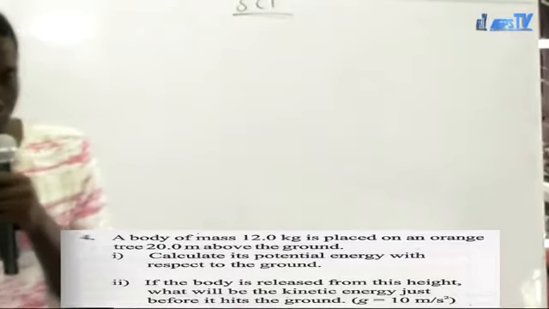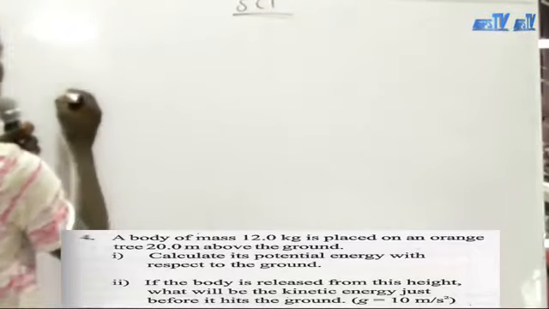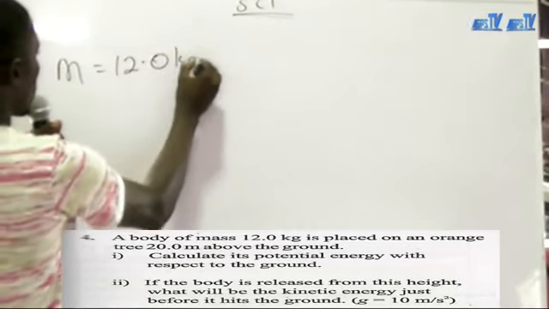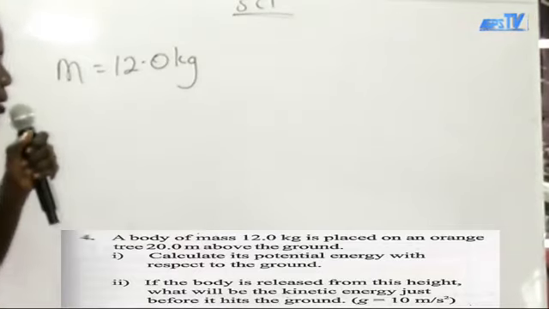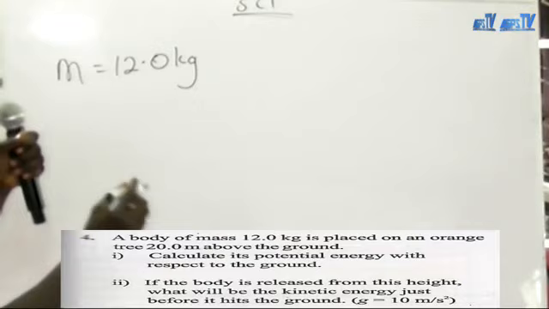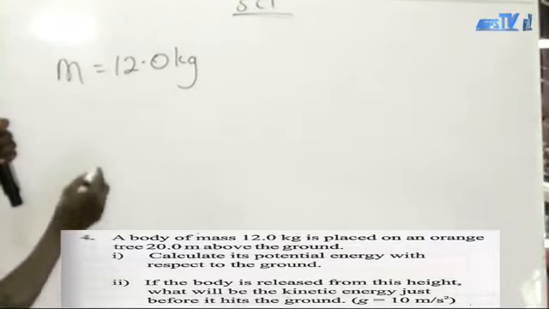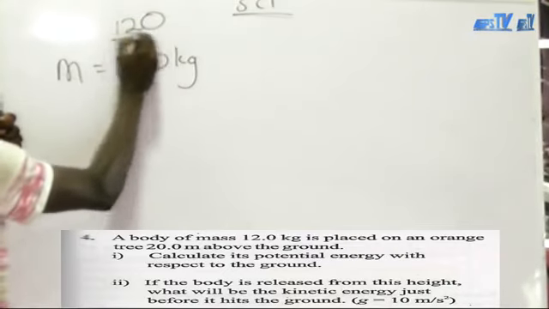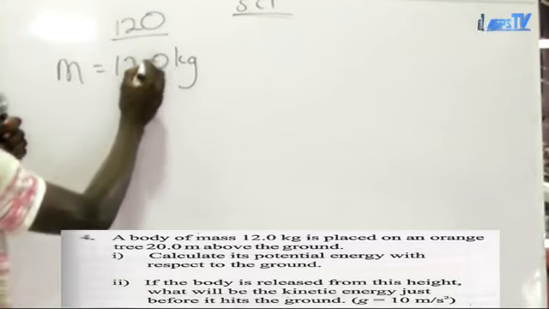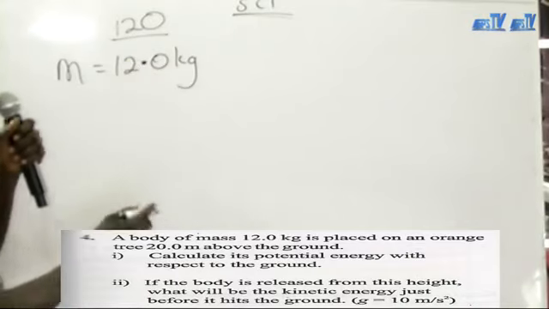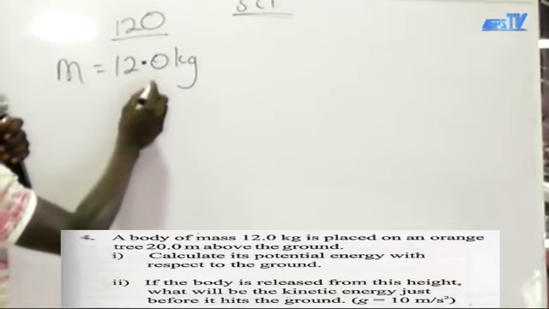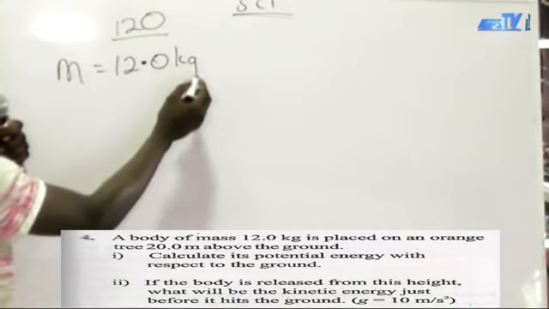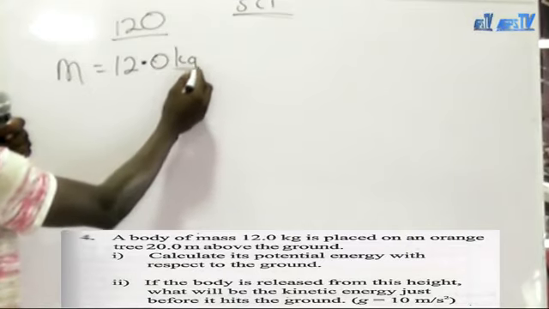Now look at the question. The mass in the question is 12.0. Now, 12.0 is not 120. Students always make this mistake. This one is 12.0, it's not 120. We have a point here. So 12.0 is the same as 12. I want you to take note of that. So we have the mass being 12.0 kg. You have to check the SI unit of mass. We have kilogram here, which stands for the mass.